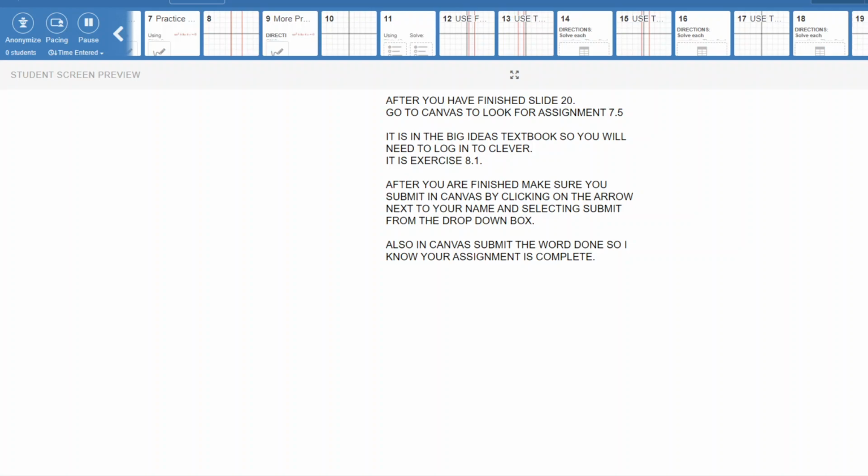You'll find it's in the Big Ideas textbook, which is exercise 8.1, and just a few reminders there about submitting work after you've finished. Always a good time, remember, to think about remediation as well, as this is kind of a shorter lesson. If you do have remediation that needs working on for retests, make sure you spend a little bit of time doing that as well. And that should do it for this video.